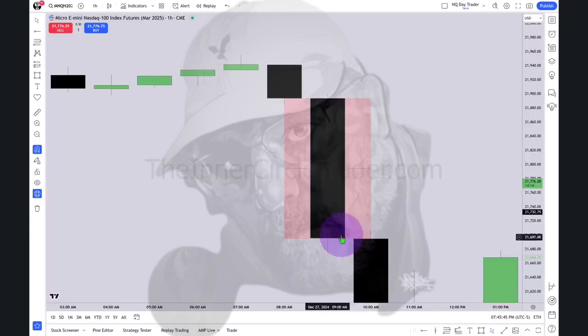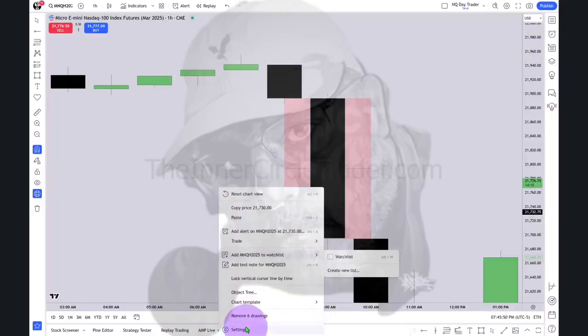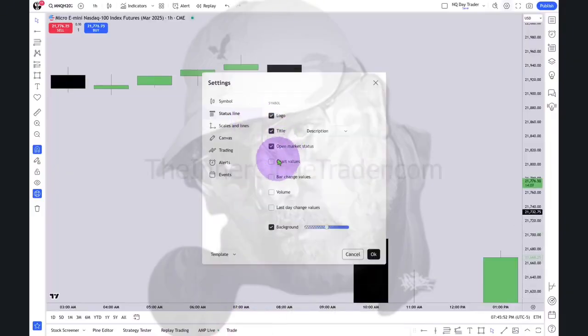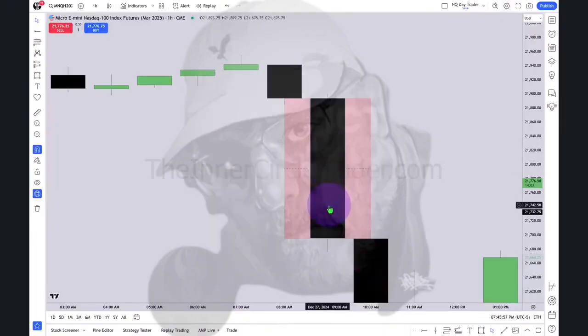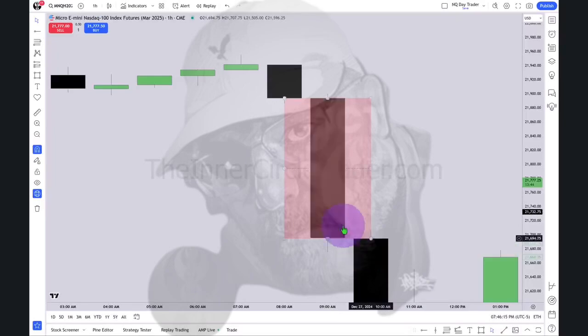If you look at the closing price, which I don't show here, let me add them now. I apologize. The closing price here is $21,695.75, and the opening price here is $21,694.75. So there's a difference of one handle, but that's enough to create a volume imbalance.